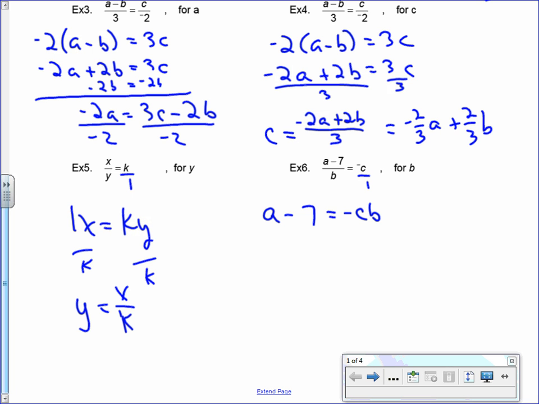Okay, what am I solving for here? B. If I were solving for A, what would I do? Add 7. So since I'm solving for B, what do I do? Divide by negative 6. So my first answer is a minus 7 divided by negative 6. That's my first answer. What's the second answer going to look like?